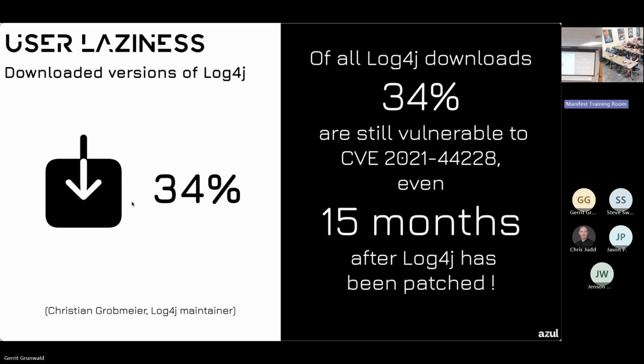34% of all downloads from Log4j are still using the vulnerable version, even if it was patched 15 months before. People just download the old stuff, which is crazy if you think about it, right? Everybody knows about Log4Shell, and these guys download the old version. It contains the vulnerability. I don't care. So this is really strange. Right? Why didn't they take that off?